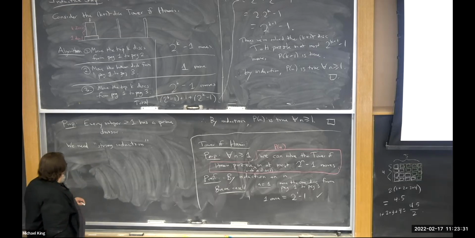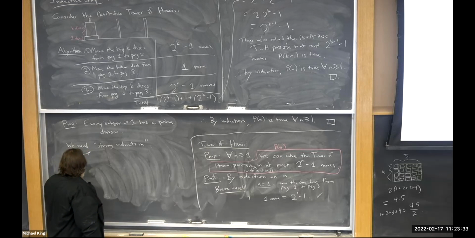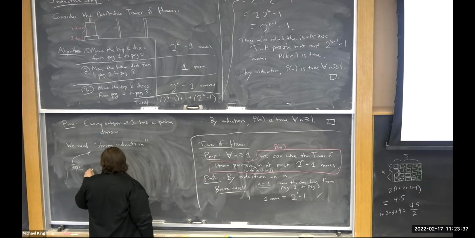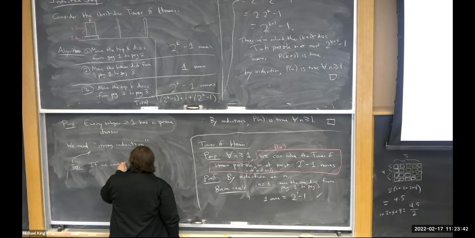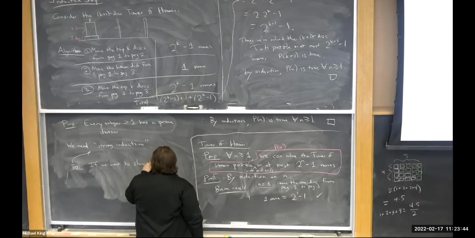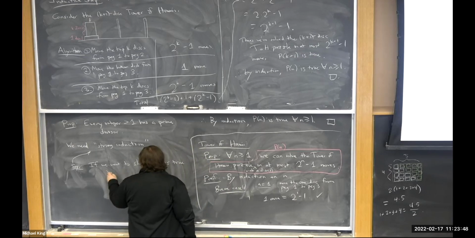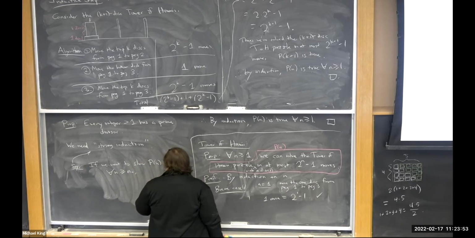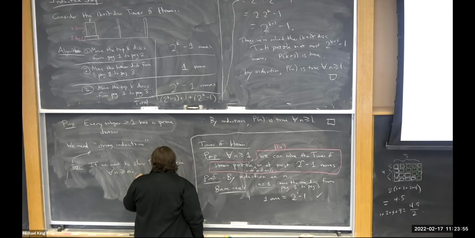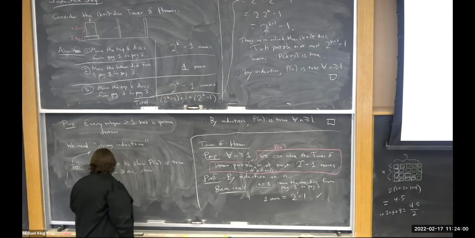So strong induction says, if we want to show P of n is true for all n greater than or equal to n naught, right? That's kind of how we said it last time. Then we show 2 things. One is the base case again, that P of n naught is true.